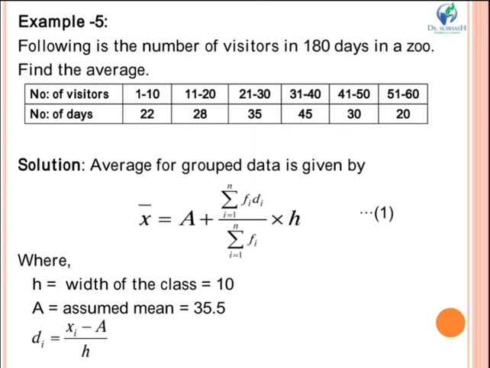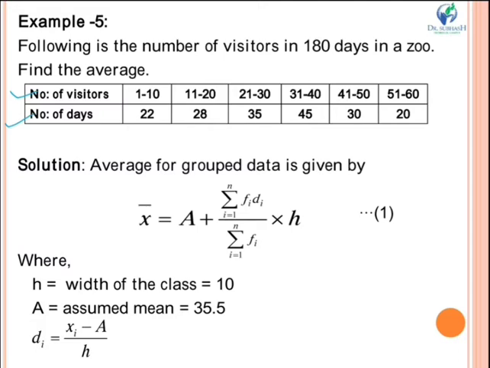Now the next example is on when a class interval is given to us. So the question is: the following is the number of visitors in 180 days in a zoo. Find the average. See, now you can see here the number of visitors. The first row is given in terms of class intervals 1 to 10, 11 to 20, 21 to 30 and so on. And the next row, number of days, is our frequency values.